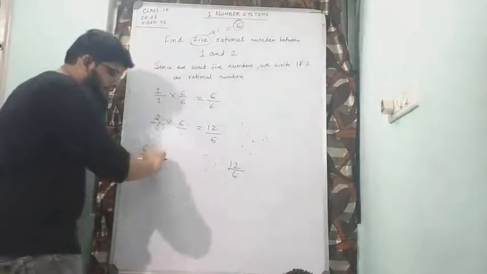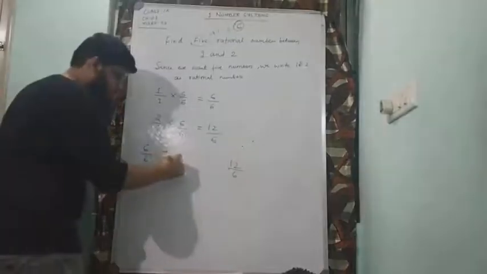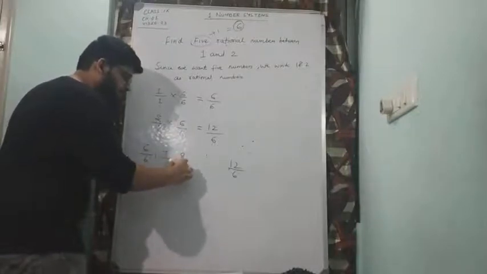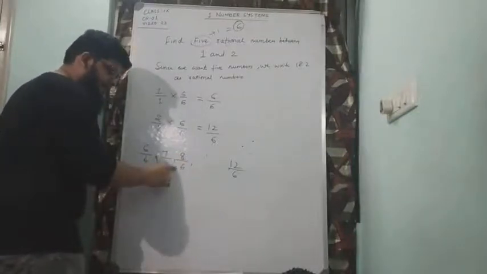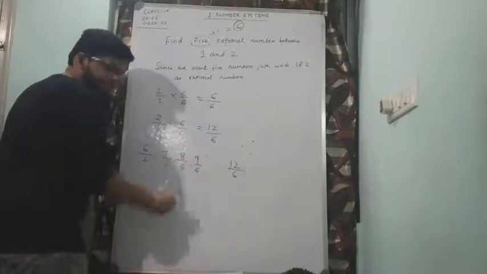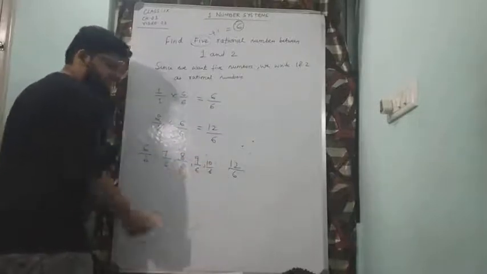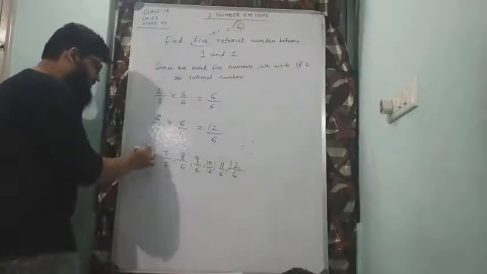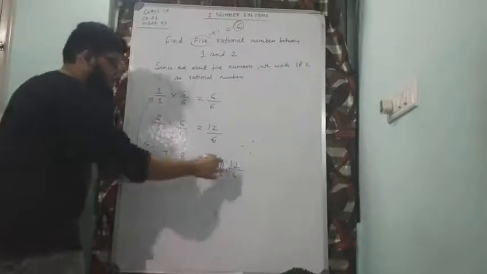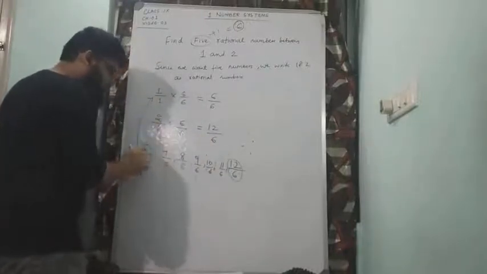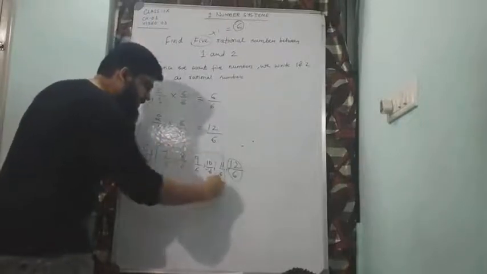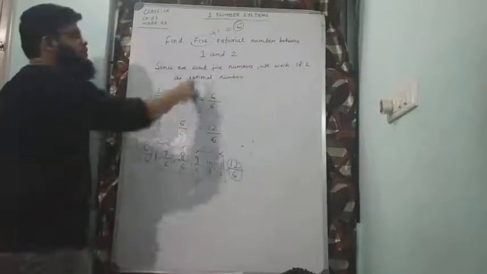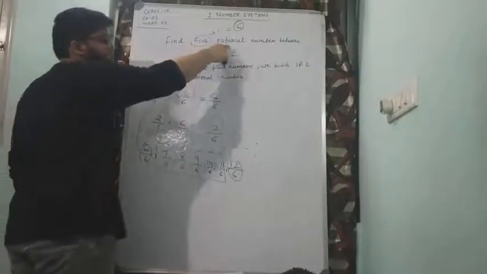Now what are the numbers that are between 6 and 12? 7. Here I have divided by 6, so I write divided by 6. Then after 7 comes 8, so it becomes 8 by 6. After 8 we have 9, that becomes 9 by 6. After 9 we have 10, that becomes 10 by 6. After 10 we have 11, that becomes 11 by 6. So 6 by 6 represents 1 and 12 by 6 represents 2. Between this and this, how many numbers did we get? 1, 2, 3, 4, 5. So I was supposed to find 5 rational numbers between 1 and 2.